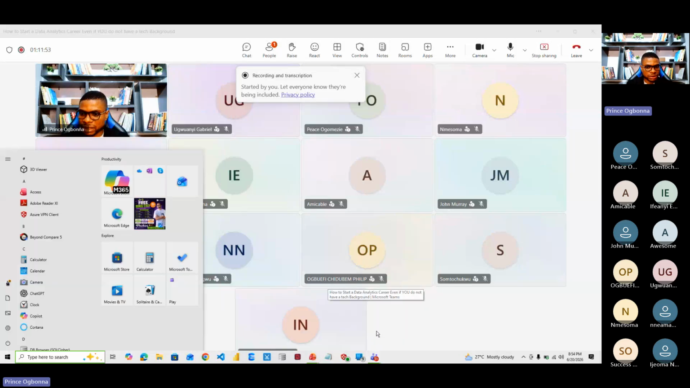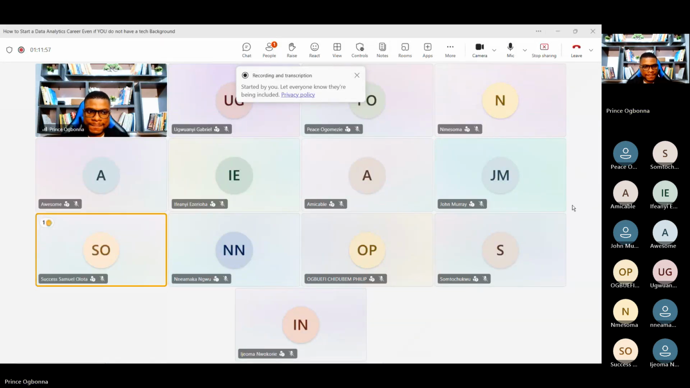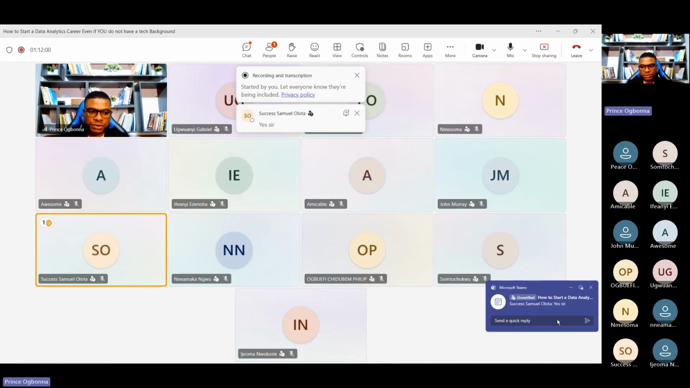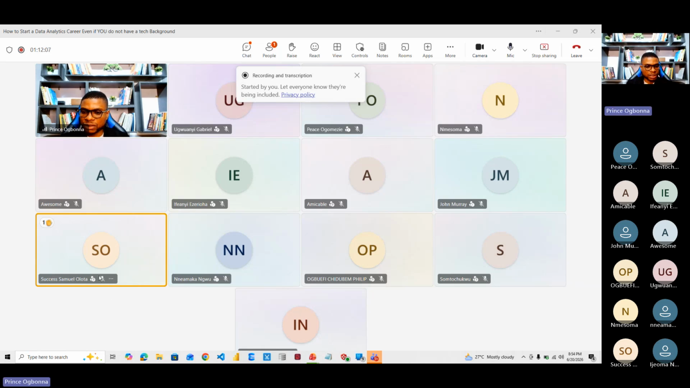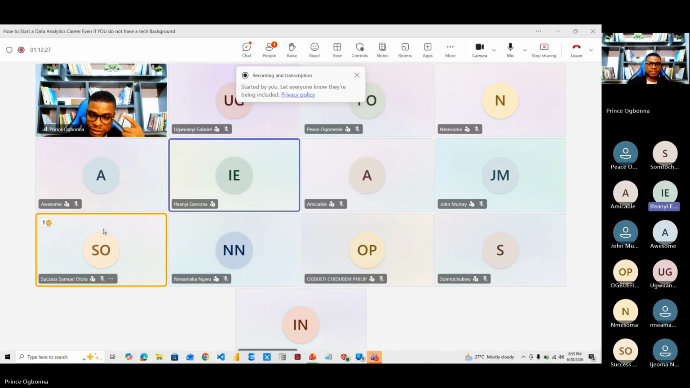Yeah, Sussex, you are raising your hand. Yes, please unmute. You can unmute and talk. You are muted. You are not able to unmute. I think she's typing on the chat, so I guess she's typing. Okay, all right.